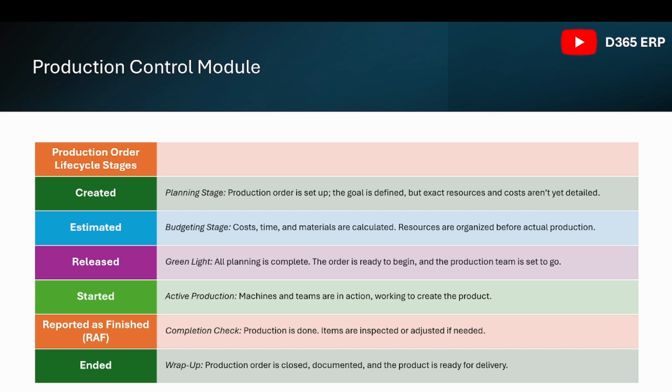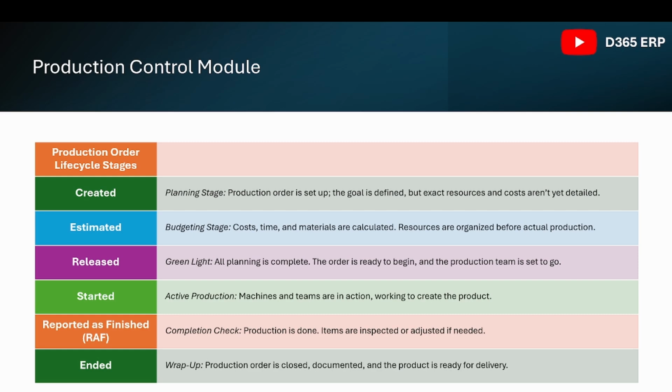Now in the second stage, estimated. Next, we calculate the cost of wood, labor and time to prepare these tables. Then third is released. Everything is organized and we are ready to start the production. Our team gets a green light to start producing the tables. Then fourth is started. So the production team gets to work cutting, sanding and assembling each table.